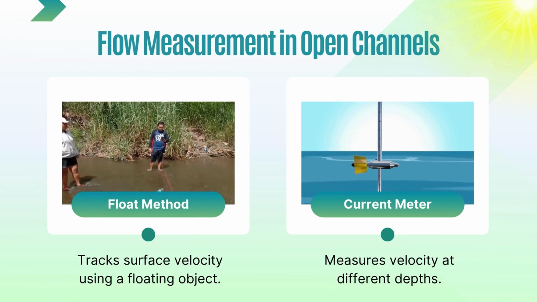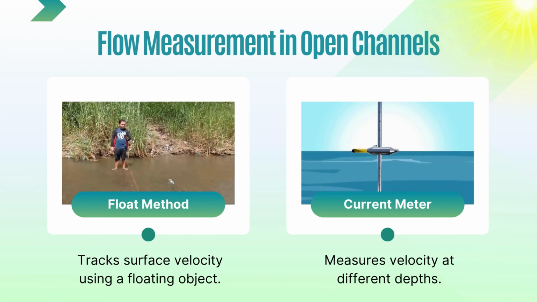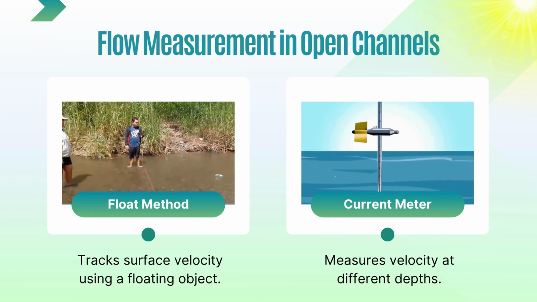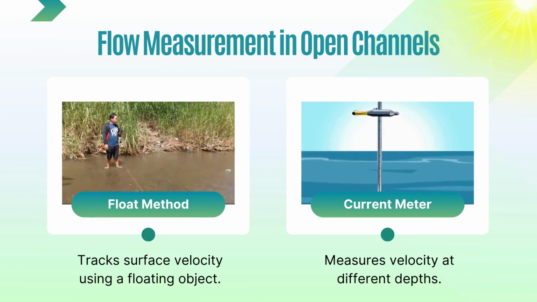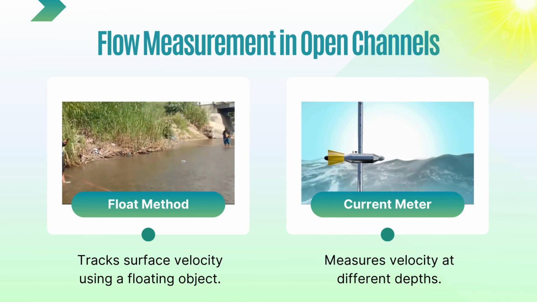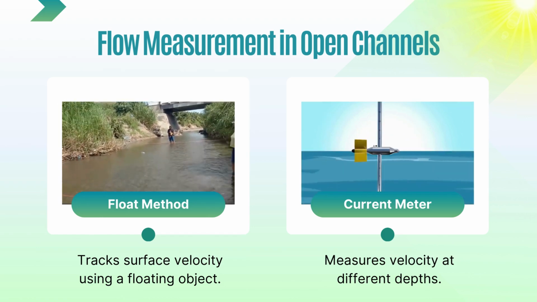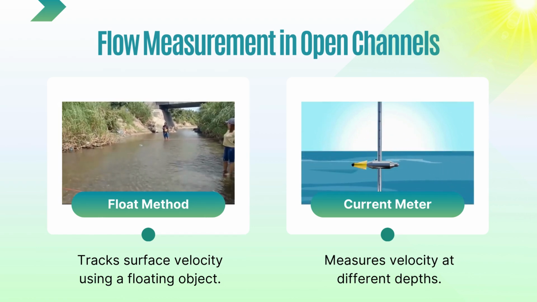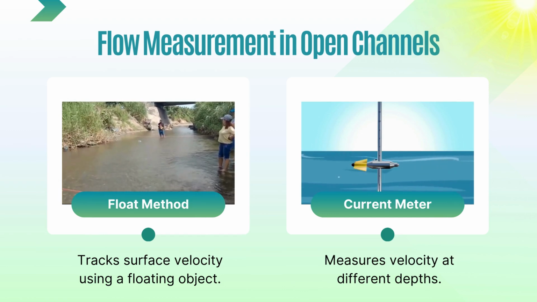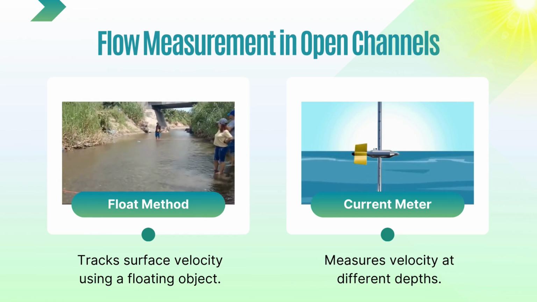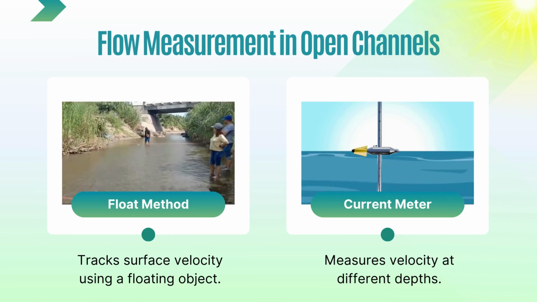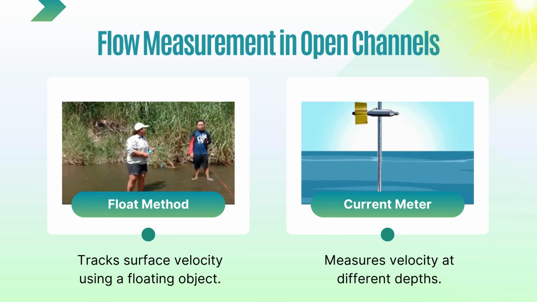Float method, one of the easiest ways to estimate velocity. A floating object is placed in the water, and the time it takes to travel a certain distance is recorded. While simple, it's only accurate for surface flow and rough estimates. Current meter: this device has rotating blades and is placed in the water at different depths to measure velocity more accurately. It's commonly used in rivers and canals for more precise data.